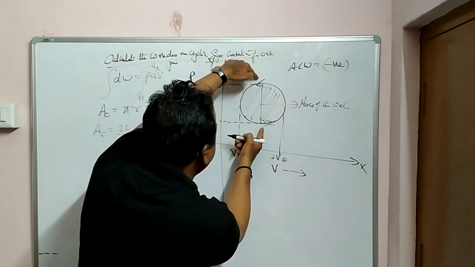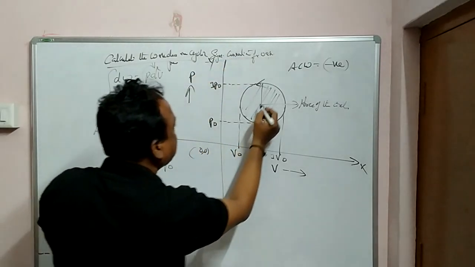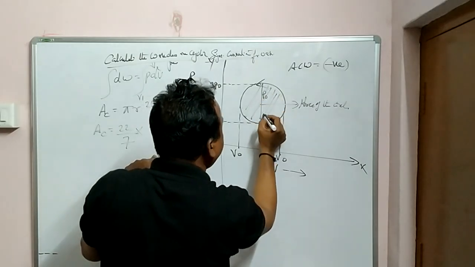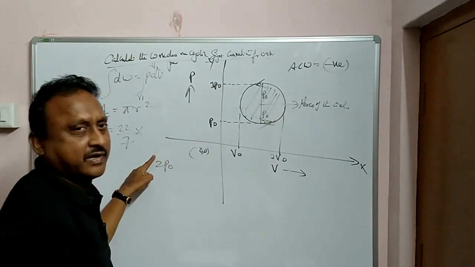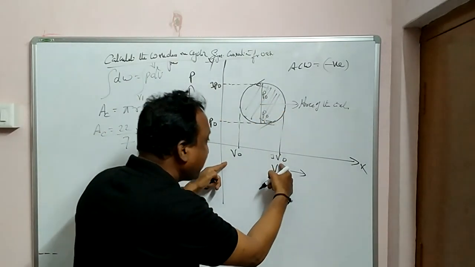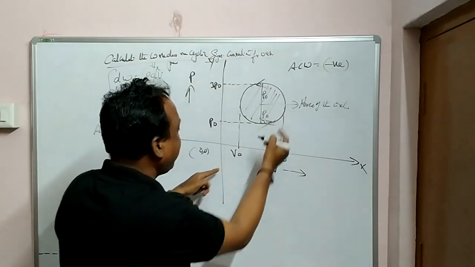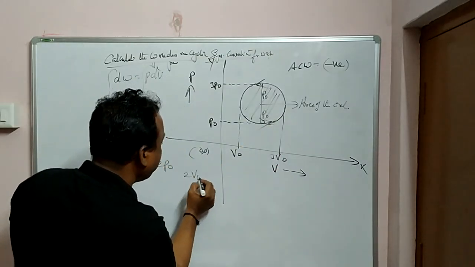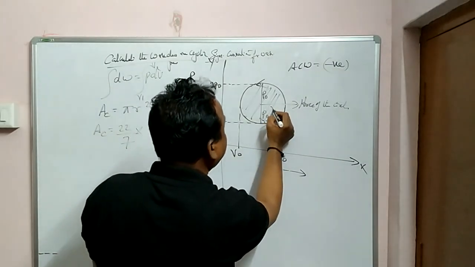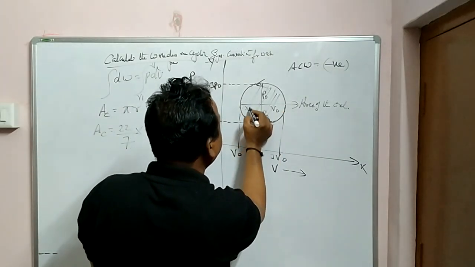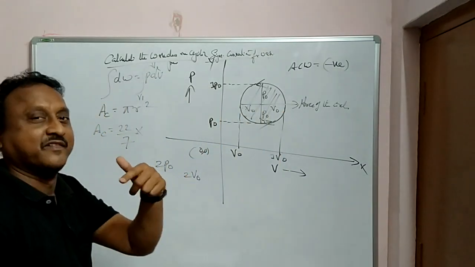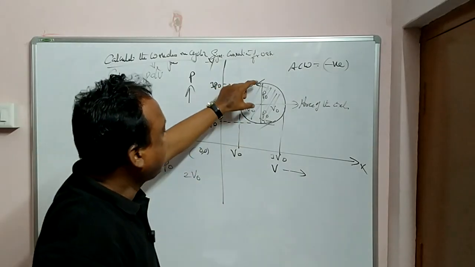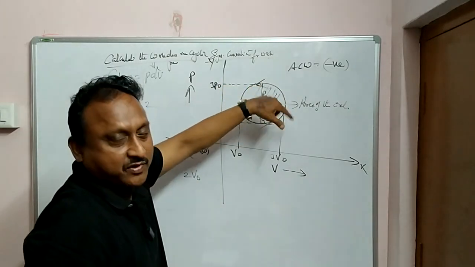If you take this diameter, this is 2p0. Then what will this radius be? p0, p0 radius. And if you take this one as the diameter, what is the diameter here? 3v0 minus v0, how much is that? 2v0. So on this side, what is the radius? v0, v0. So then what we have to do is, you can take either this radius or this radius because both are equal to half the diameter.